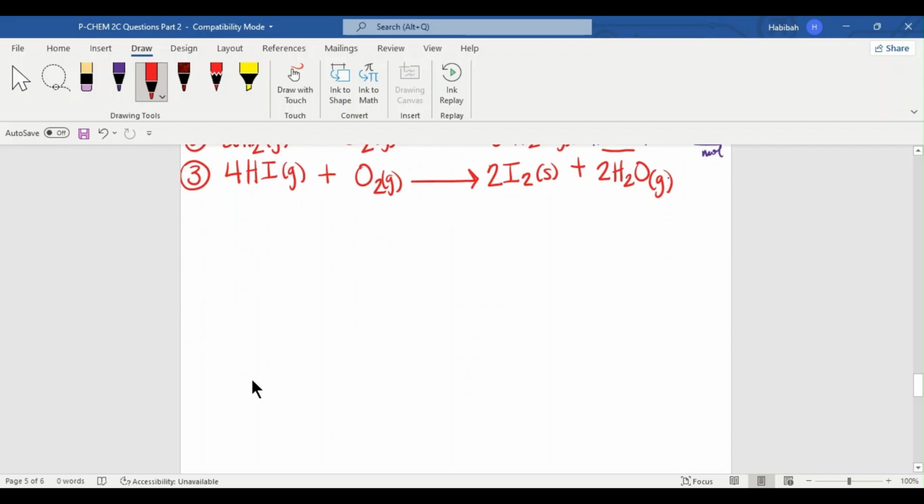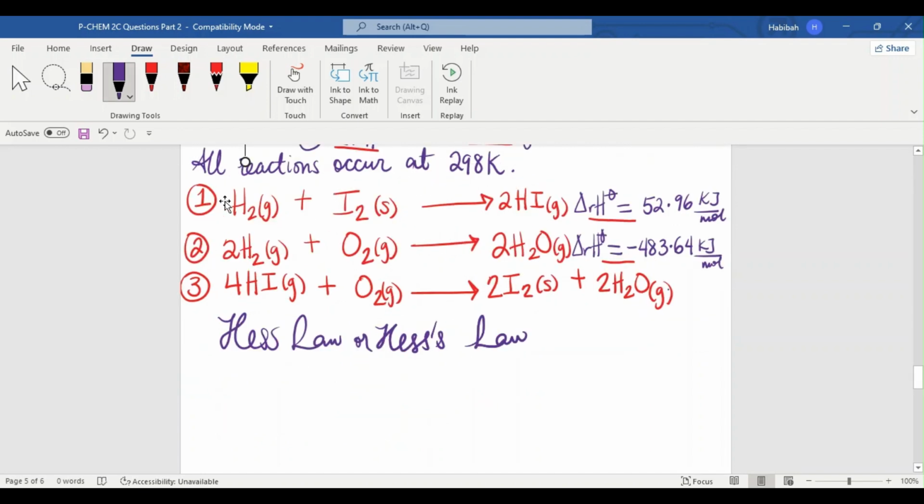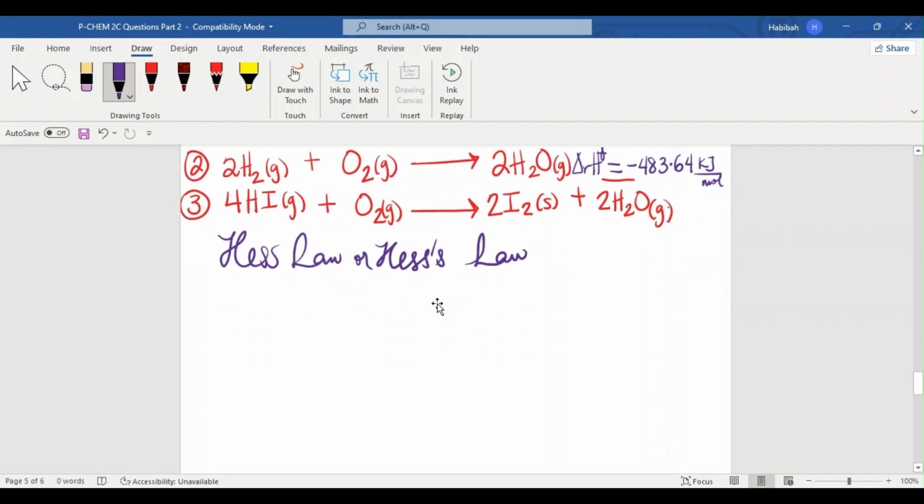The first thing you have to do is observe, because what we're going to be using here to solve this question is called Hess's law, or some people call it Hess law. I'm not exactly sure, whatever you want to call it, just basically understand the law. What Hess's law does is we're going to manipulate the first two equations in such a way that we're going to get the third equation, right?